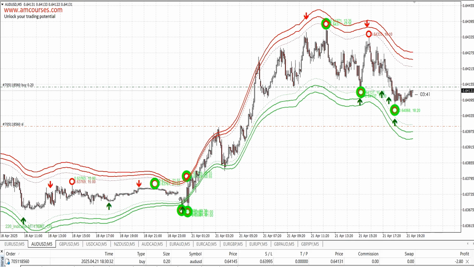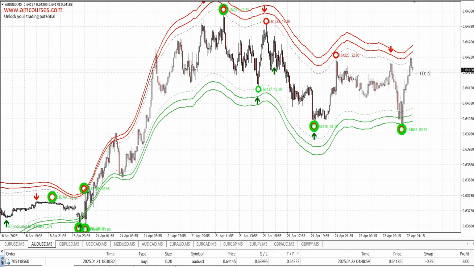Our trade is still running, so stay tuned and let's see how it closes. And yes, we've won this trade. As per our strategy, we booked our profit right when the first red circle appeared again, just like we planned.